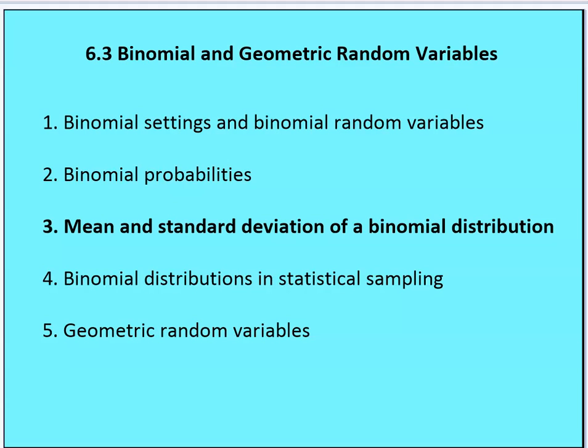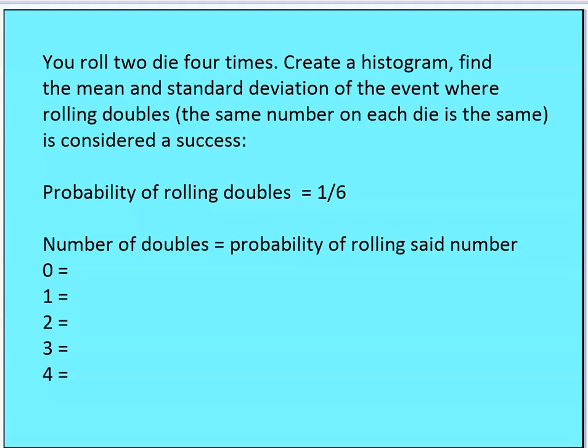Okay, we're going to move on. Second part, mean and standard deviation of a binomial distribution. All right, so you roll two dice 4 times. We're going to create a histogram, find the mean and standard deviation of the event. We're rolling doubles. The same number on each die is considered a success.